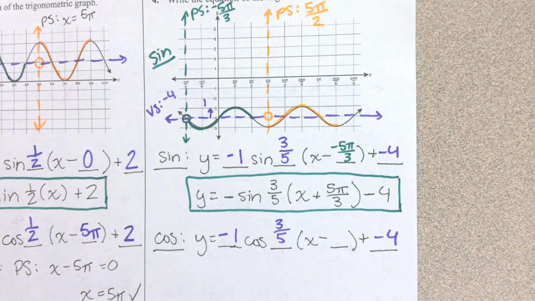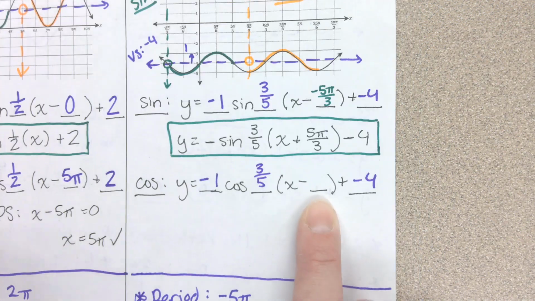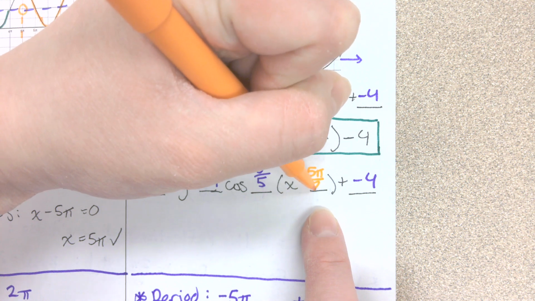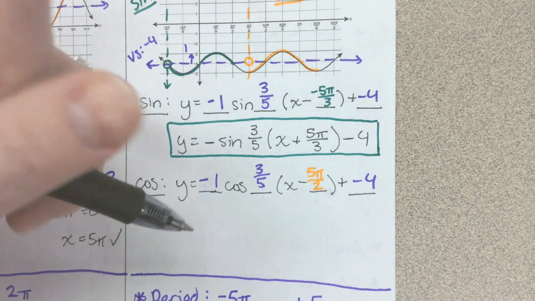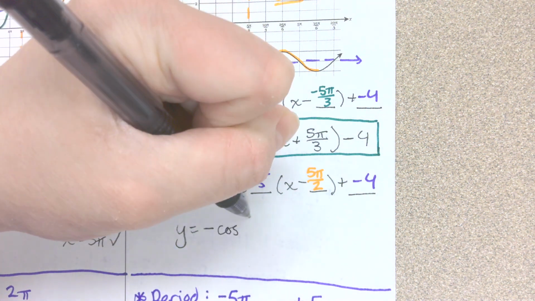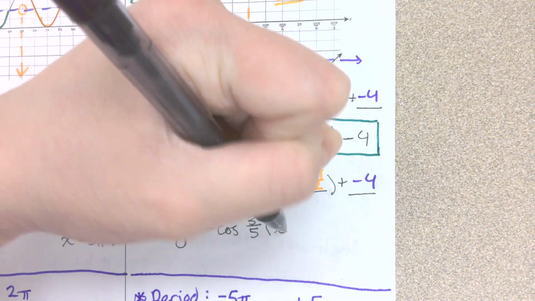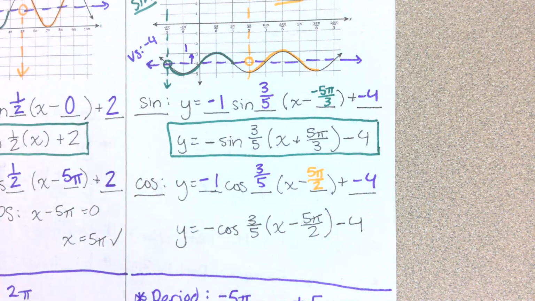So we have sine over here, and then this was my cosine curve. Lastly, I just need to fill that in the equation. So this is positive 5 pi over 2. It's going to go in here. And honestly, there's nothing wrong with this equation. I will rewrite it just to clean it up a tad bit, but this would be fine if you left this as your answer. Y equals negative, I'll drop the 1, cosine of 3/5 times x minus 5 pi over 2. And again, just rewrite that as a minus 4 at the end.